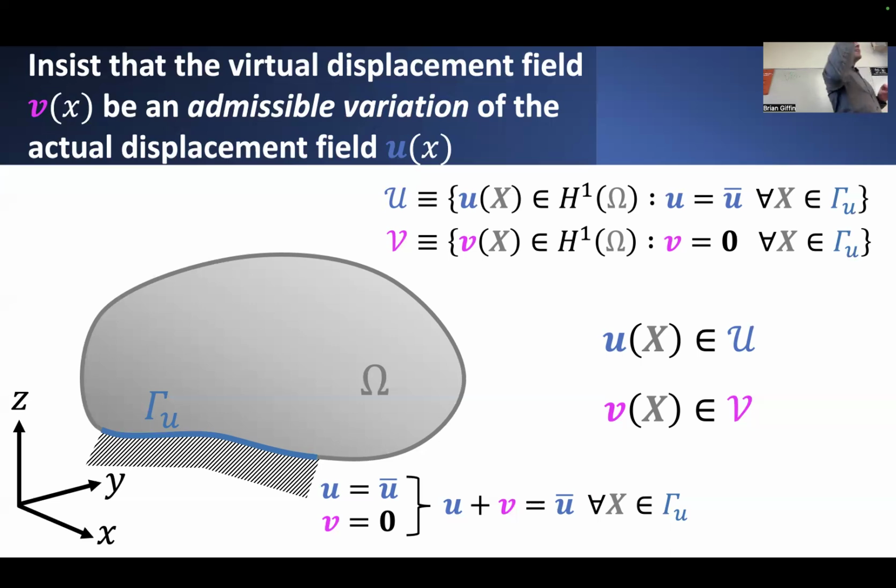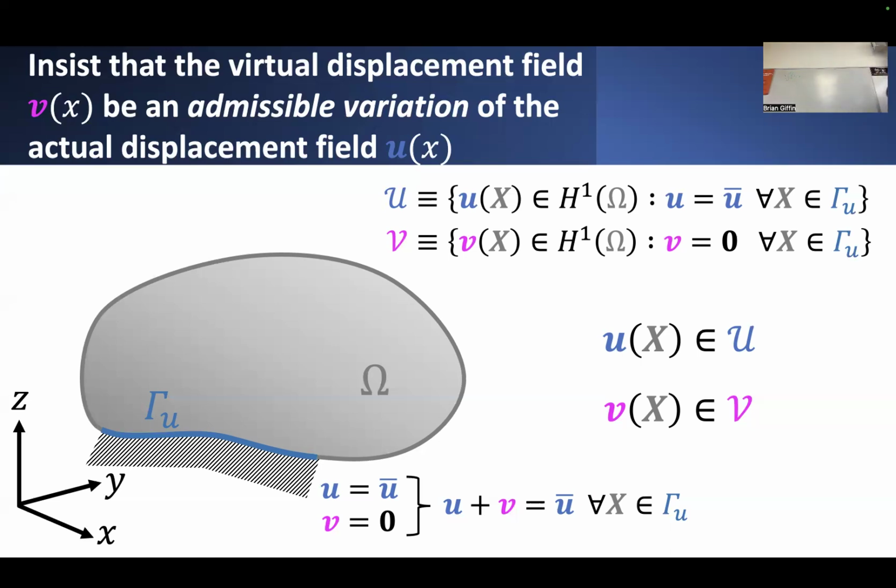Wherever we have specified the displacement on the boundary of this domain, in particular, if we've specified the displacement along gamma u to be equal to u bar, then also along that same boundary gamma u, we have to specify the value of this virtual displacement field as being everywhere equal to 0 along gamma u, such that if we were to sum up the values of u plus v along gamma u, then everywhere along gamma u, we should still recover the condition that the sum of u plus v is equal to u bar.